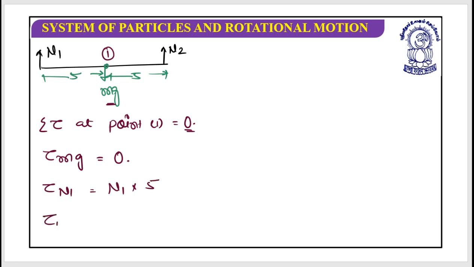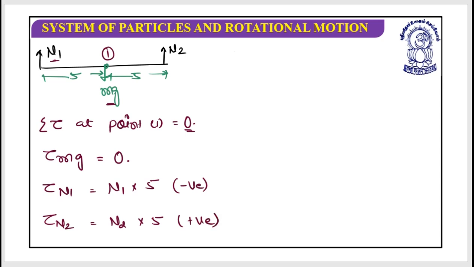Torque due to N2 is the force multiplied by the perpendicular distance. Now N1 can rotate it in the clockwise direction, so this should be negative. This N2 is going to rotate it in the anti-clockwise direction, so this will be positive.